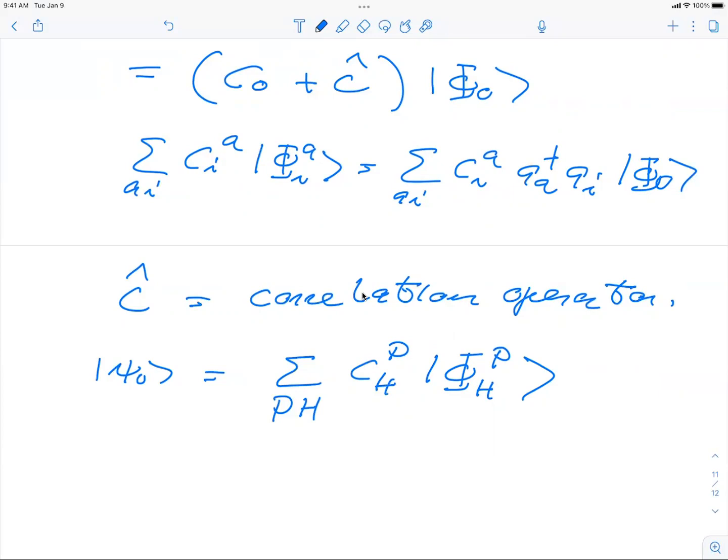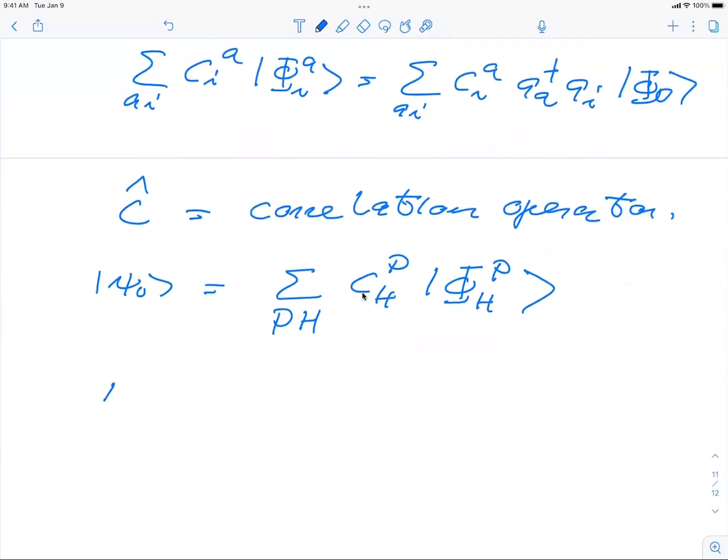So when I'm calculating the energy now, the ground state energy, I'm just going to call this E to distinguish it from E0 reference. This is the expectation value of psi 0 of H of psi 0, right?